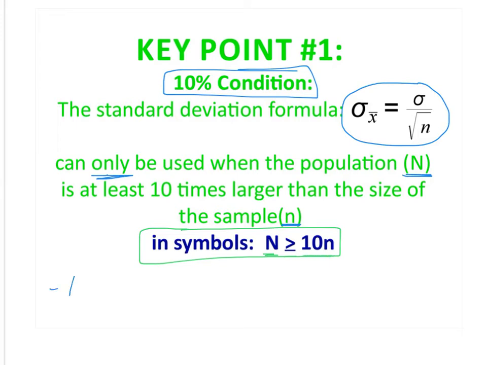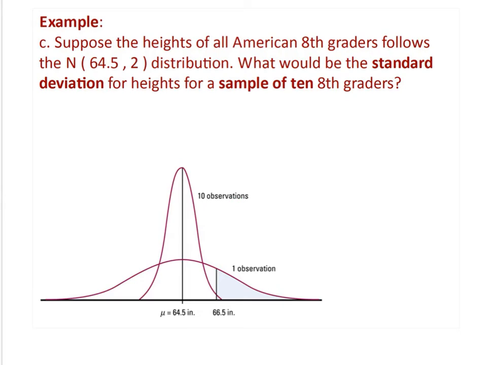Sometimes we're going to have to assume this. Sometimes it's going to be given. But this condition has to be met in order for us to use this formula, which then tells us how to find the z-score. So in order to find the z-score, this has to work, which means this has to work. So let's take a look at that example.